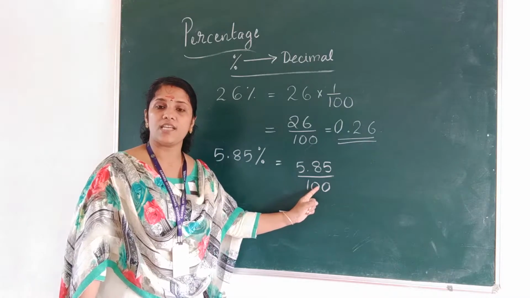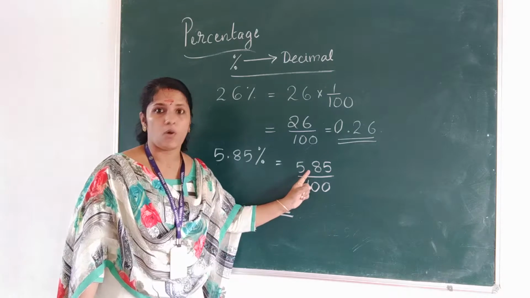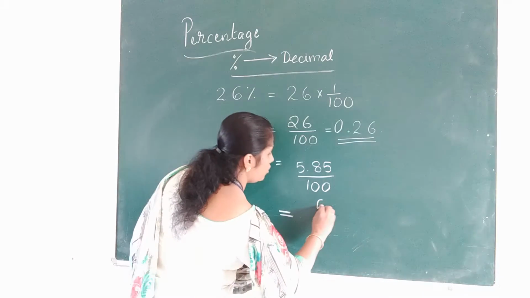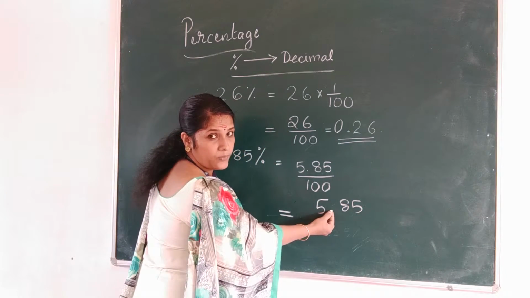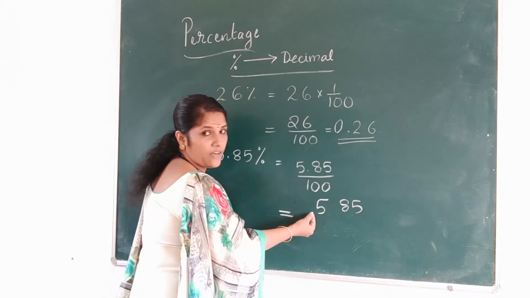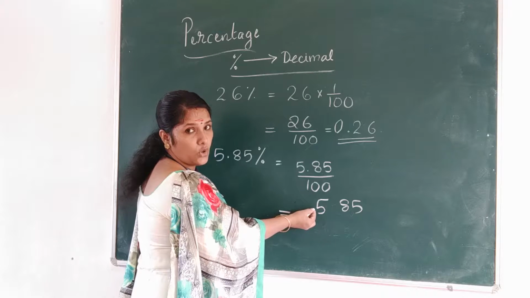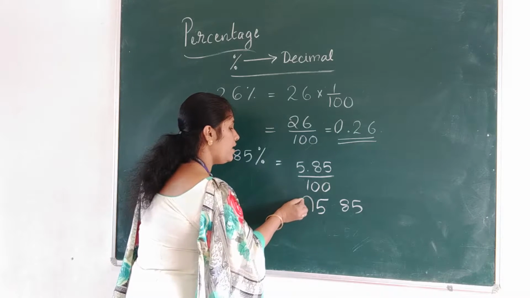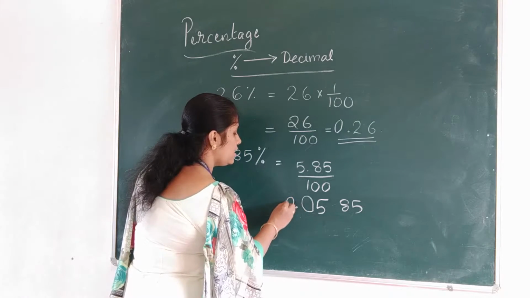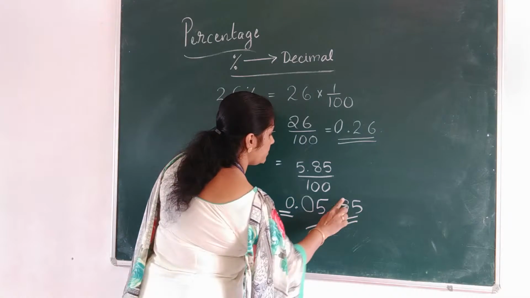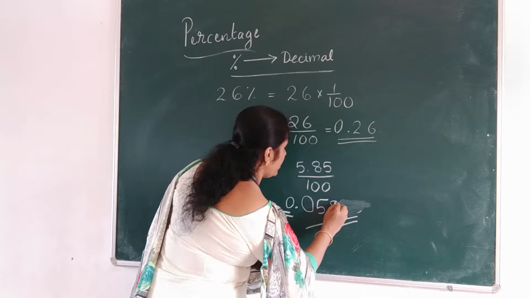Here also 2 zeros are in the denominator. We should start from the decimal point. So let's start from here, moving towards the left side by 2 jumps. After 1 jump, there is no number here. So let's write 0 and put the decimal sign here. So the answer is 0.0585.